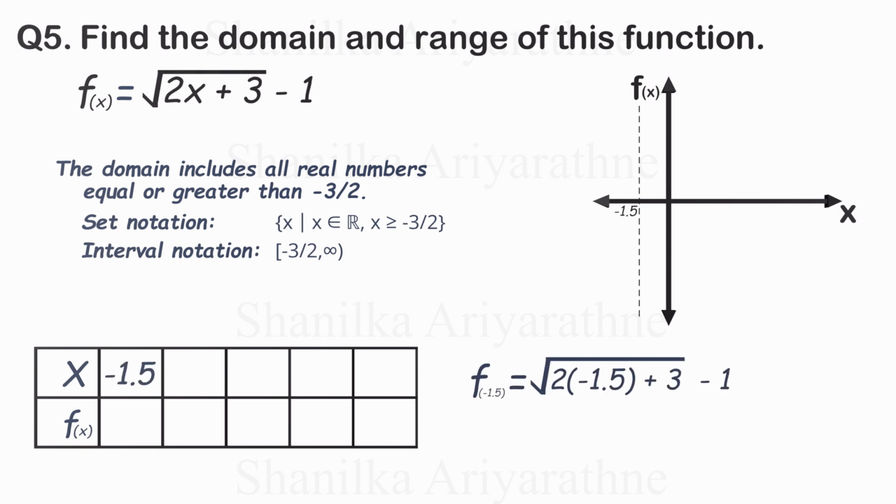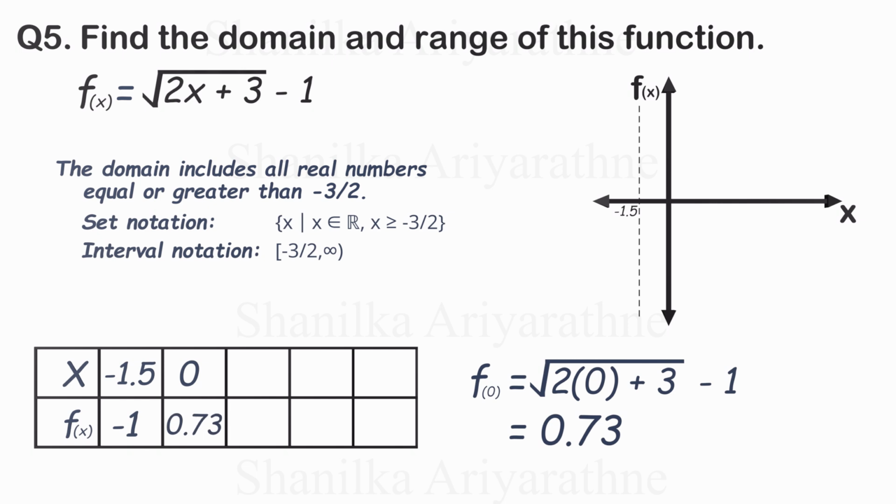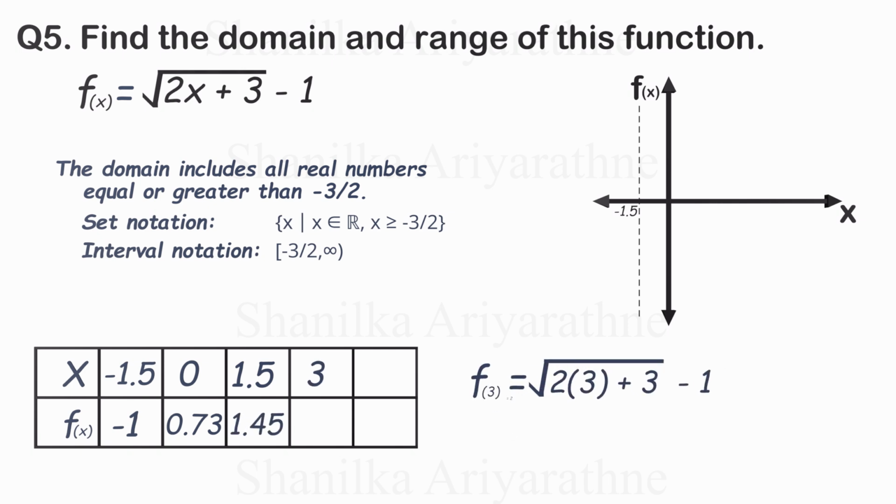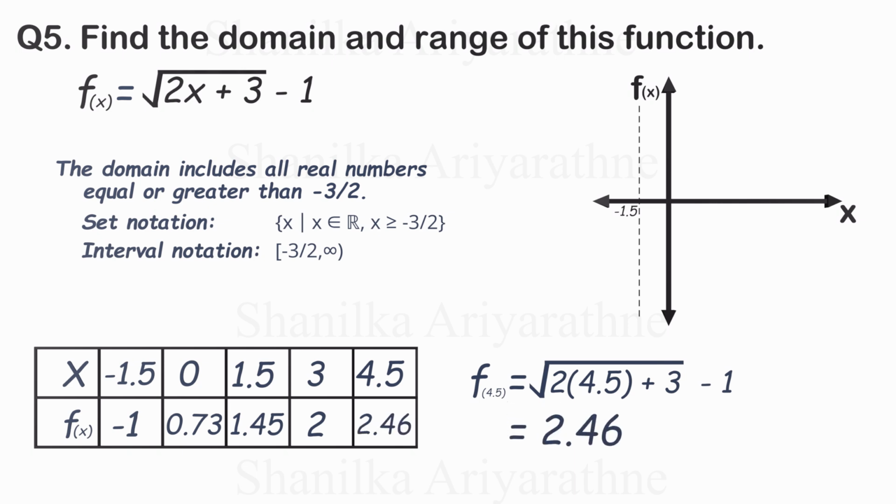If x is minus 1.5, f(x) is equal to minus 1. If x is 0, f(x) is 0.73. If x is 1.5, then f(x) is 1.45. If x is 3, then f(x) is 2. If x is 4.5, then f(x) is 2.46.